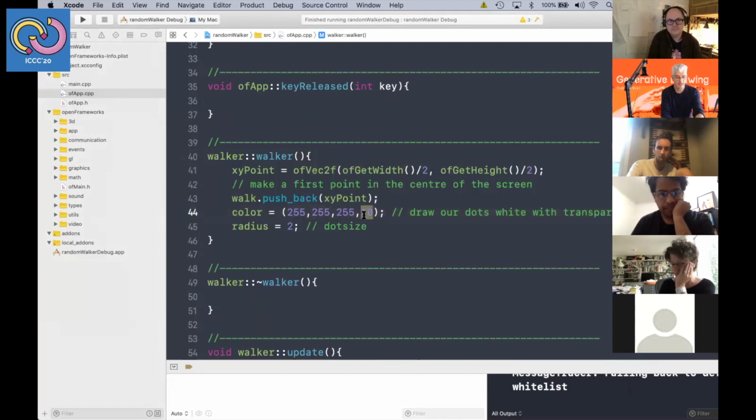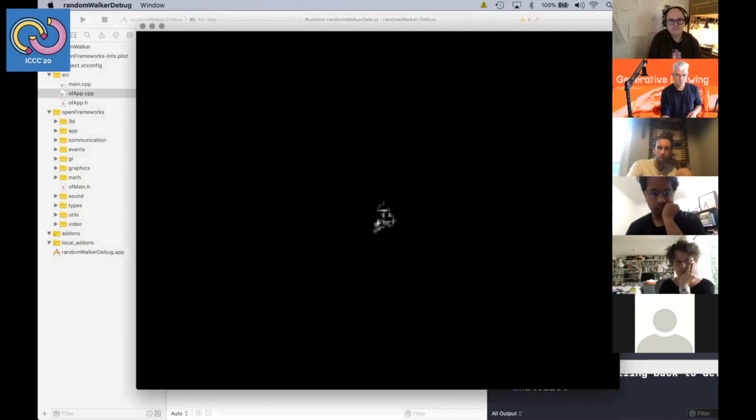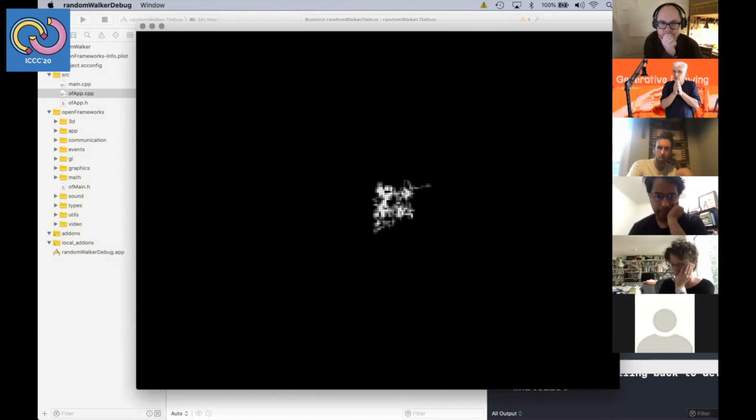change this last value, which is the transparency, to be a little bit less transparent, and run it again, this will compile the code and make the application for me. You can see it filling in. Now I've chosen to make the walk step the same size as the dot, so we get this really nice mosaic feel. But what I could say is actually make them much bigger or smaller, or instead of drawing a dot, draw a line from one place to another.